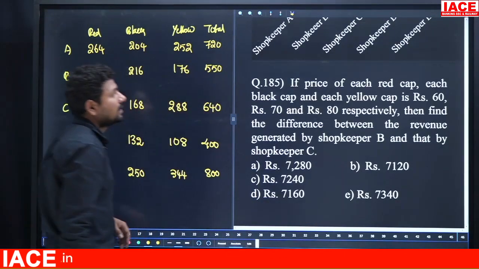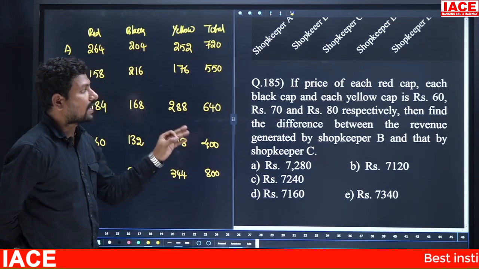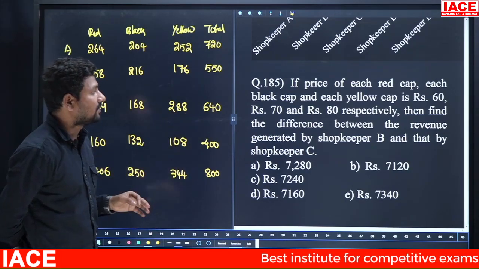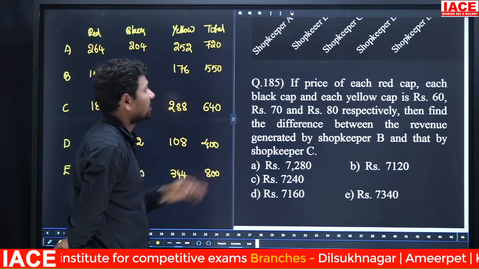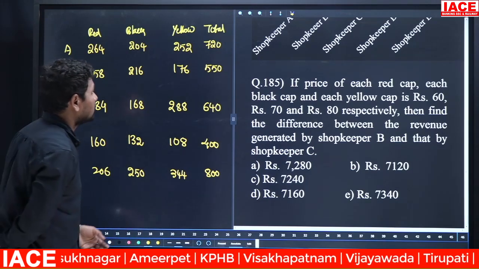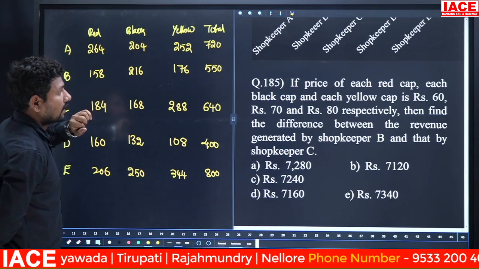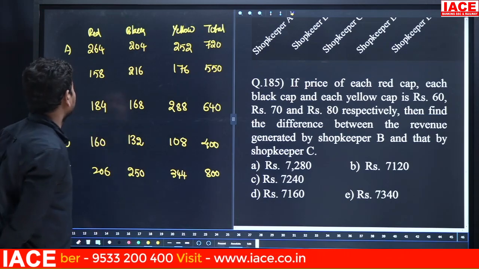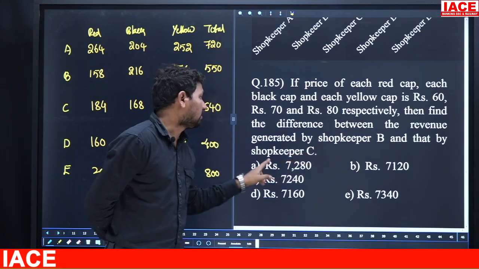Next, if the price of each red cap, black cap and yellow cap is 60, 70, 80 rupees respectively, then find the difference between the revenue generated by shopkeeper B and that by shopkeeper C. Look, the shopkeeper B value is required, and the shopkeeper C value is also required. Yellow cap is how much rupees? 80 rupees, black cap is 70 rupees and red cap is 60 rupees.